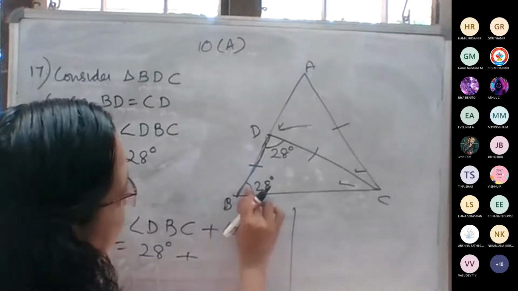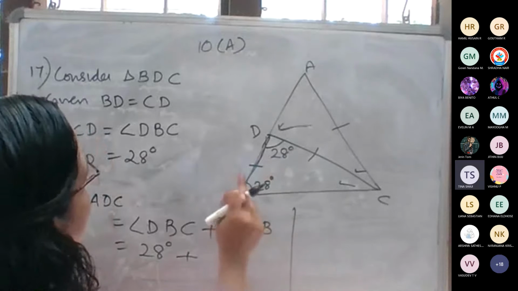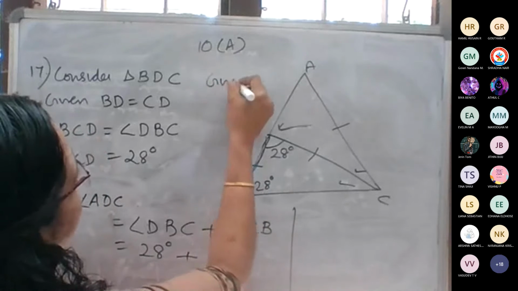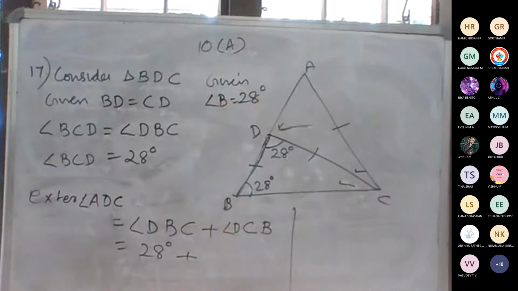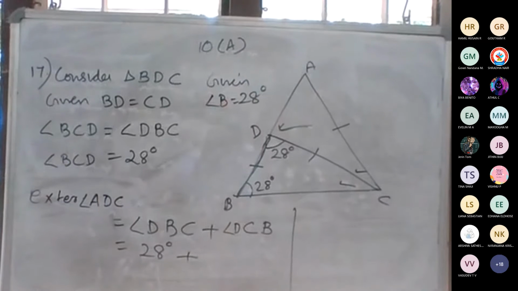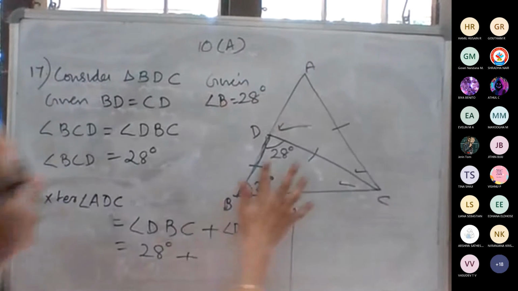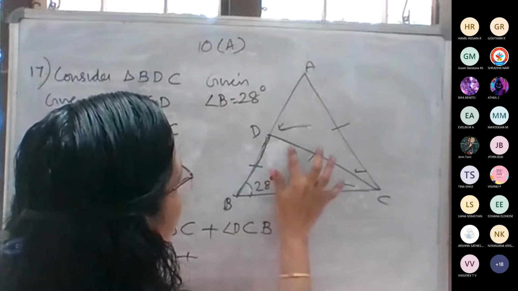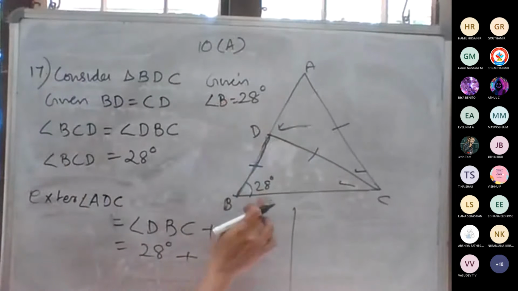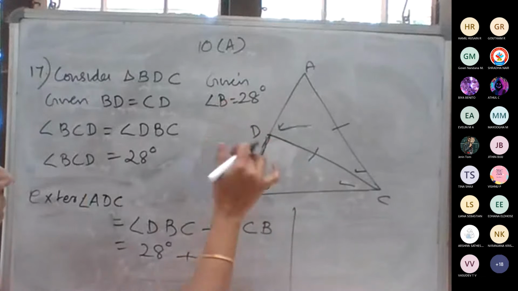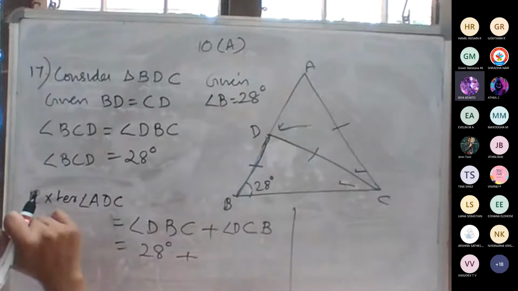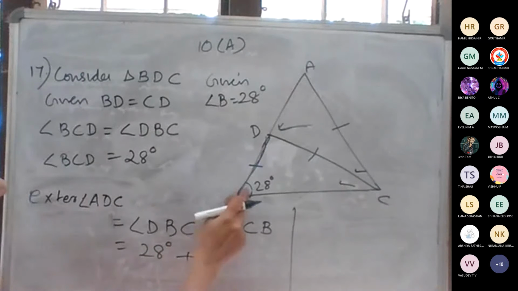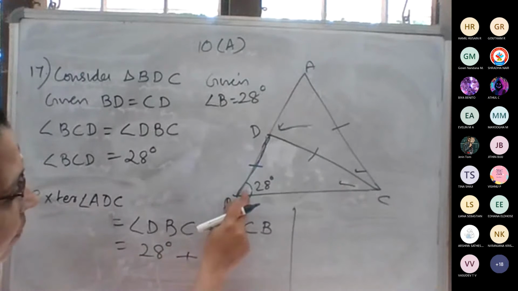Okay, this is the question. Look at that question. Angle B is given as 28 degrees. That I wrote. Look at that question. Angle B is 28 degrees. Understood? This is your question. Angle B is given as 28 degrees. It is there in the question. That's why I wrote here 28 degrees.